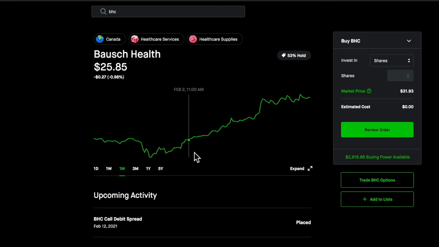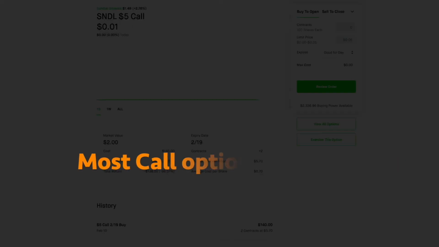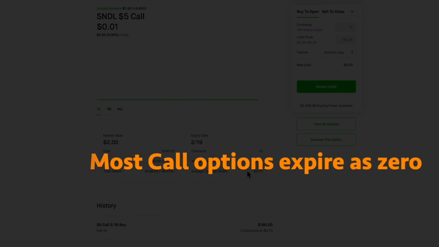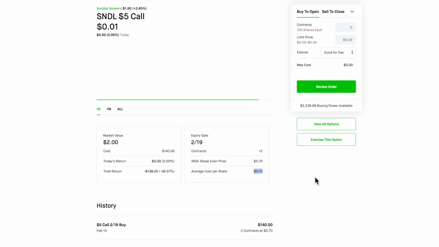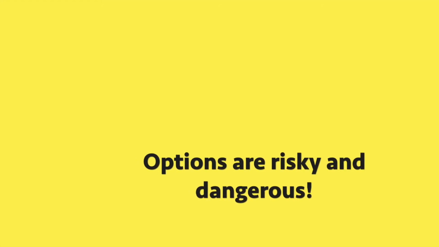So if the stock did not go as big, probably the option would have lost its value and expired as 0. Even though it looks easy, most of the call options expire as 0. For example, here is something I bought last week for 70. I bought 2 of them and today it's expiring as 0. The strike price was $5, but the stock crashed and finished at $1, making the calls expire worthless. And for this reason, options can be risky and dangerous.